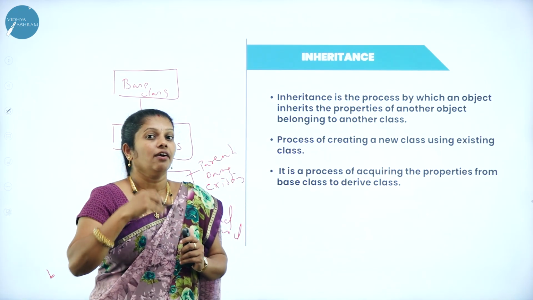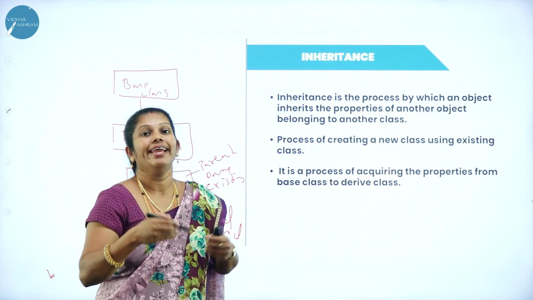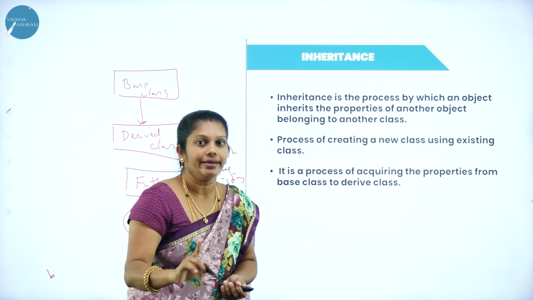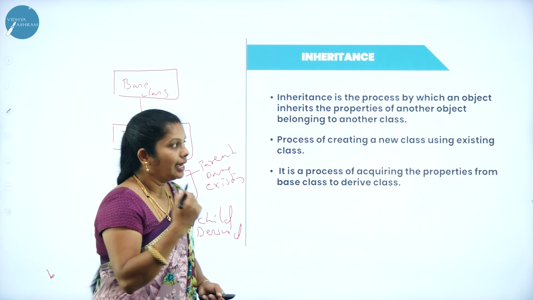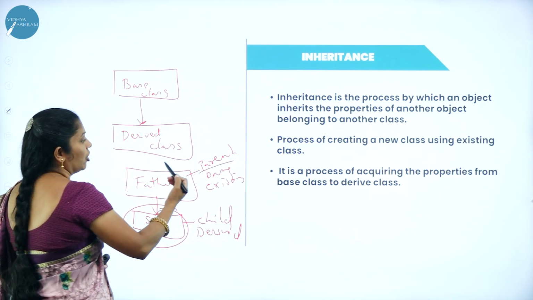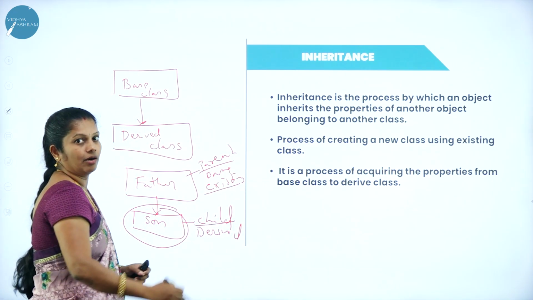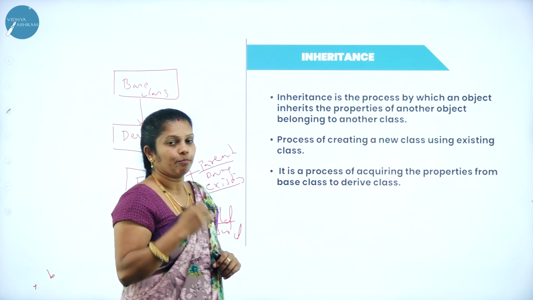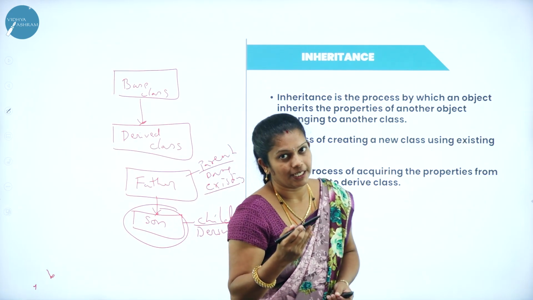It means that the code can be reused here. No need to write the code again and again. It is a process of acquiring the properties from the base class to the derived class. The base class can be called the parent class or existing class. The derived class can be called the child class or son class, or subclass also we can say. In this way, there is an advantage: code can be reused here.